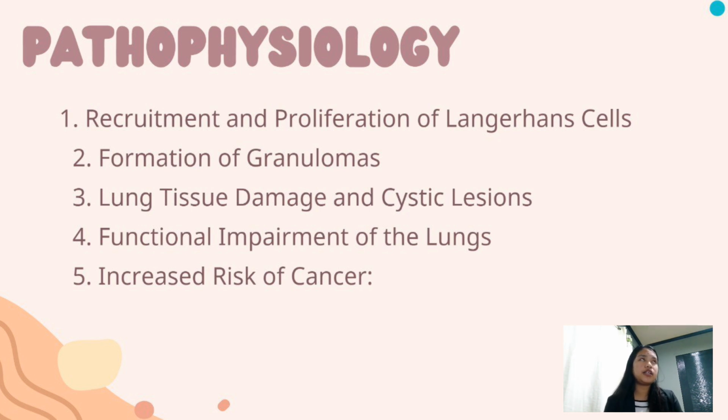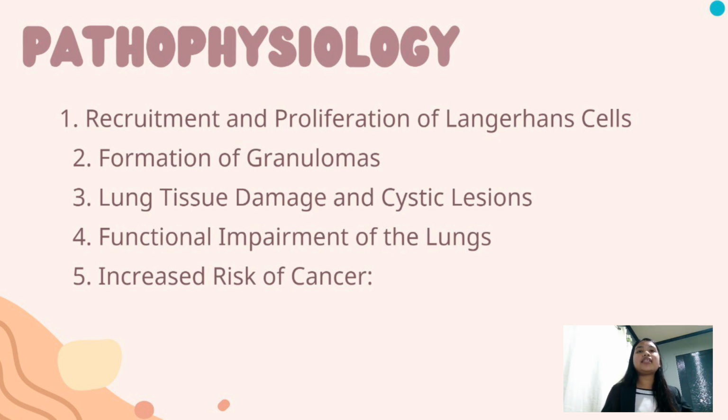Let's move on to the disease process. First is recruitment and proliferation of Langerhans cells. Ang PLCH ay nagsisimula sa pagpaparami ng mga Langerhans cells sa lungs. Ang mga cells na ito ay karaniwang matatagpuan sa balat at mga lymph node. Pero sa PLCH, sila ay nagpaparami ng hindi normal or the abnormal growth sa ating lungs.